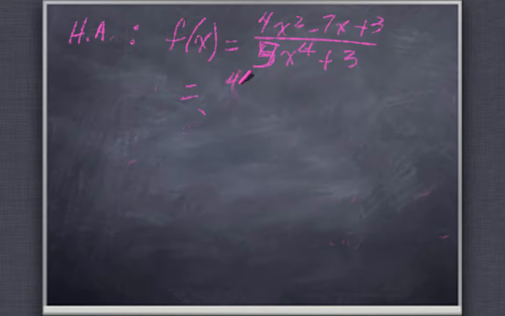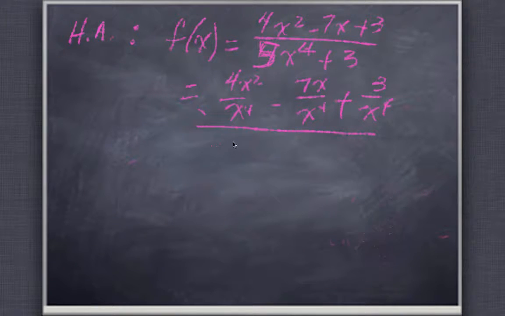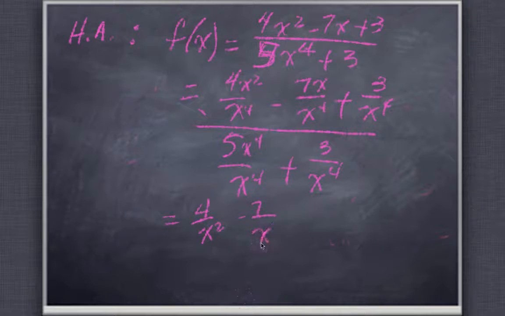So this equals 4x squared over x to the 4th minus 7x over x to the 4th plus 3 over x to the 4th, over 5x to the 4th over x to the 4th plus 3 over x to the 4th, which equals 4 over x squared minus 7 over x cubed plus 3 over x to the 4th, over 5 plus 3 over x to the 4th.